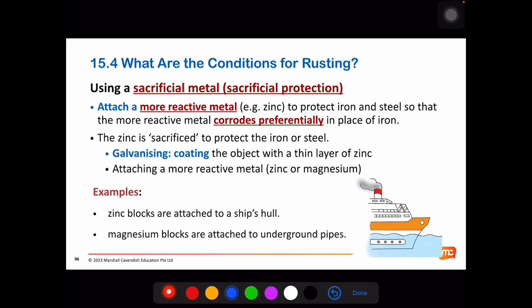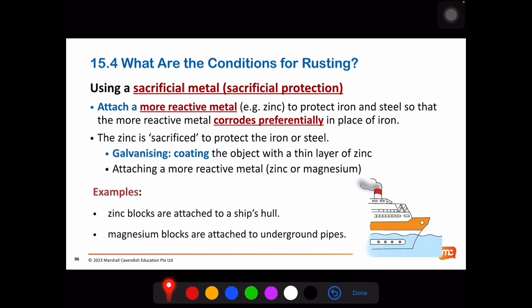One very common example is the use of zinc. Zinc is often used in big ships like cruise ships or huge boats, whereby they install it at the bottom of the ship hull. The ship will be made out of steel, the base, but they'll put tiny blocks of zinc inside at the bottom facing the water.